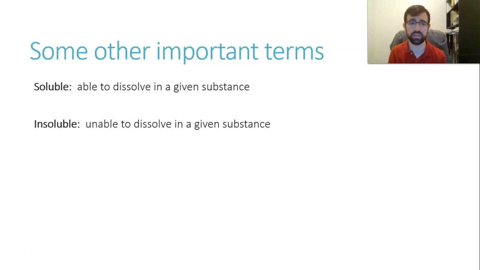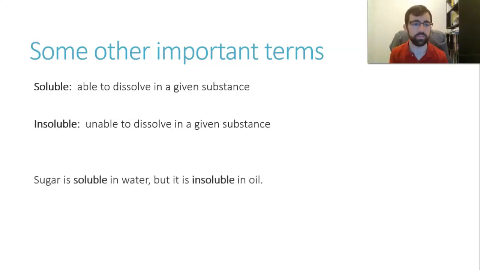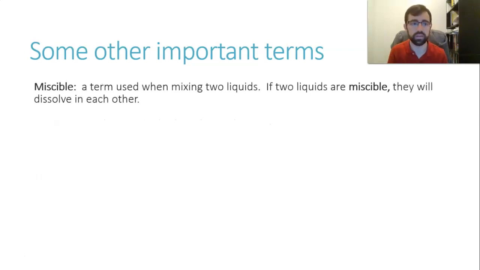Insoluble is the opposite of soluble. It means it's unable to dissolve in the given substance. Again, it's water insoluble. It's insoluble in water, insoluble in oil. So here's an example. Sugar is soluble in water, but it is insoluble in oil. So it will dissolve in water, it won't dissolve in oil. A couple other terms, and then we're going to be done.